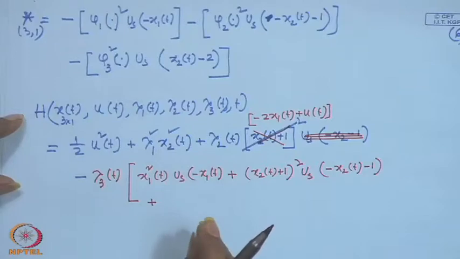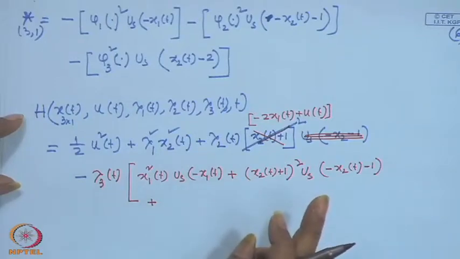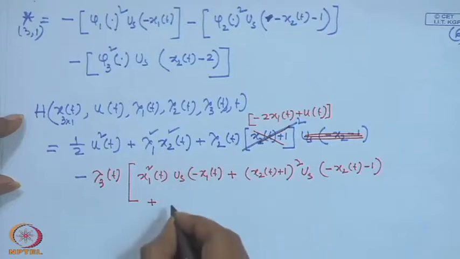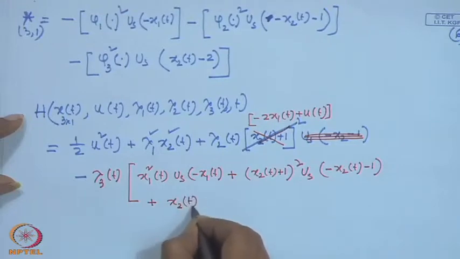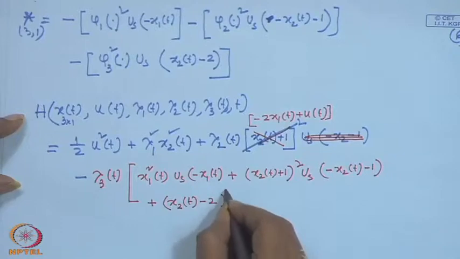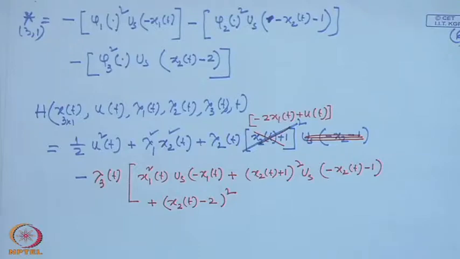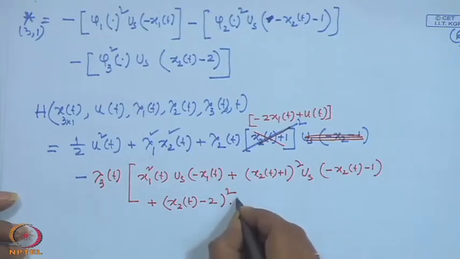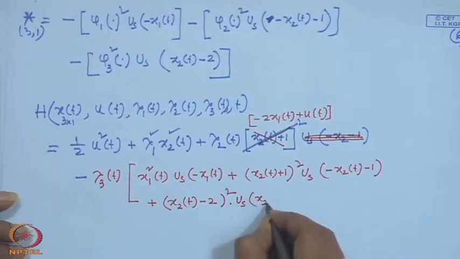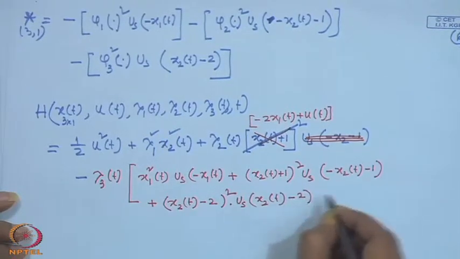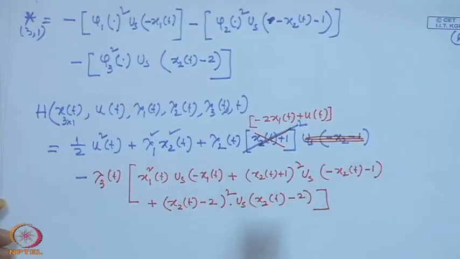Then next is your psi 3 values. Psi 3 value is what? x 2 minus 2, x 2 minus 2 whole square. See our equation. x 2 minus this square into x 2 of t minus 2. So this is the Hamiltonian function we have written.